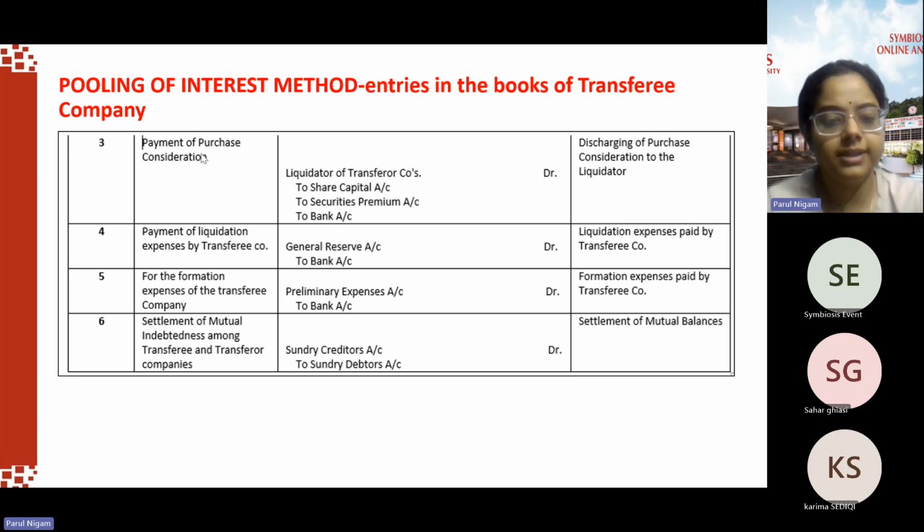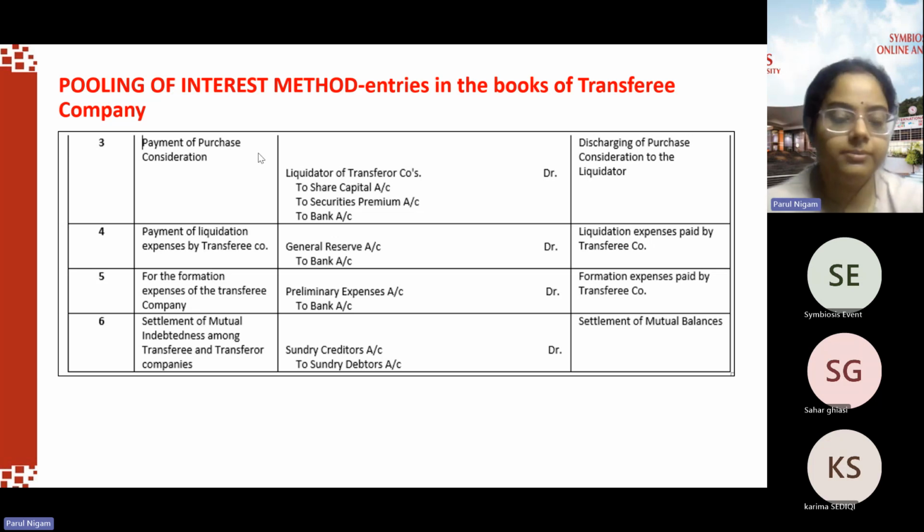Then payment of purchase consideration. So liquidator of transferor companies, to share capital account, to securities premium account, and to bank account. Basically, you are paying that purchase consideration at whatever amount you have taken that company.